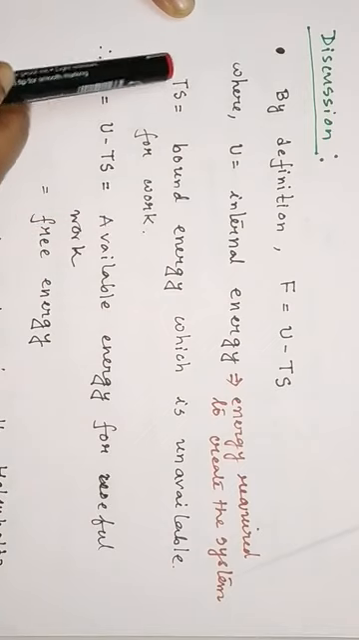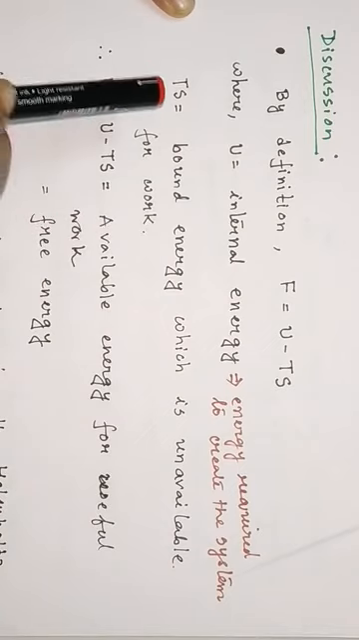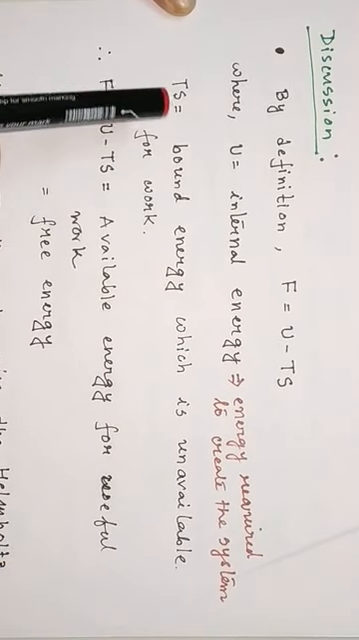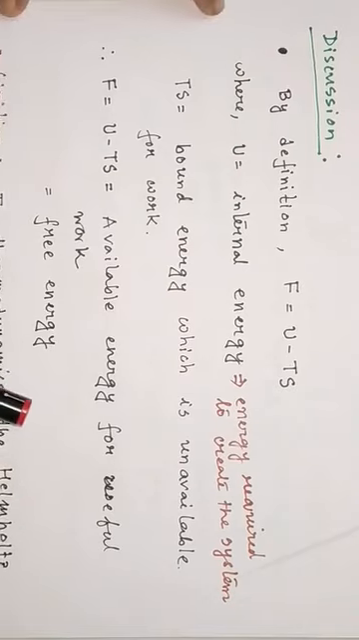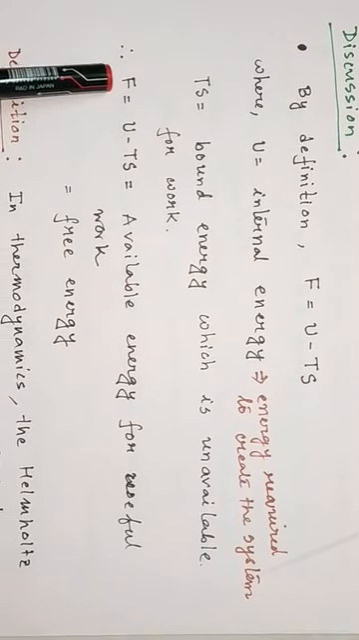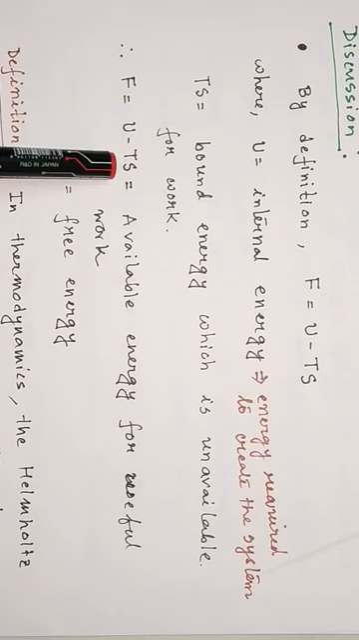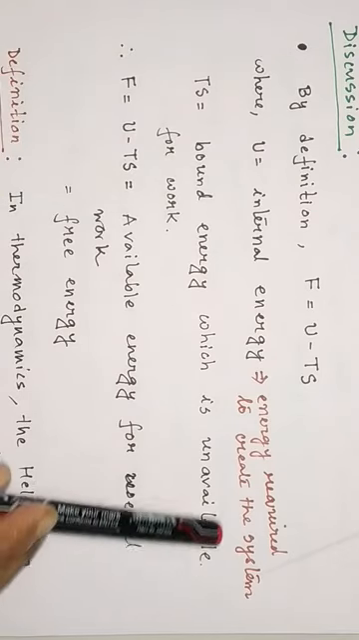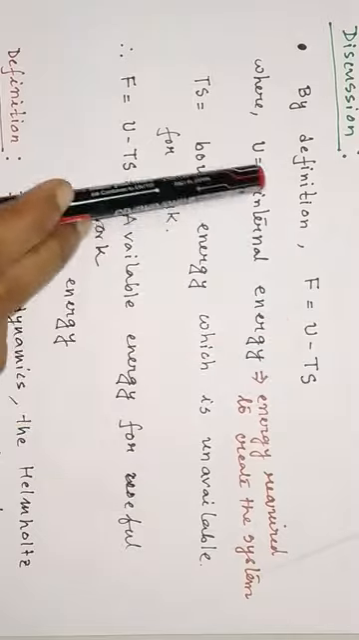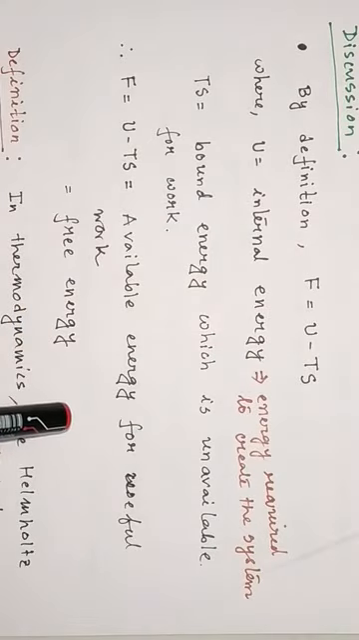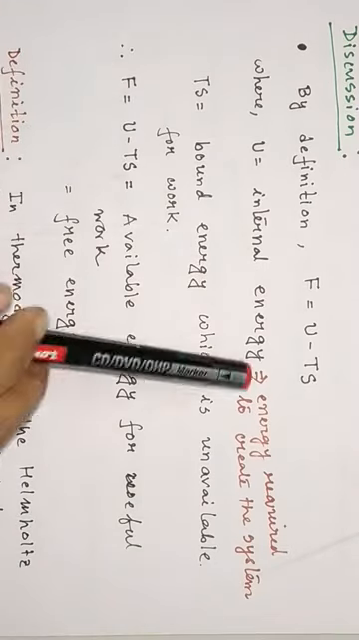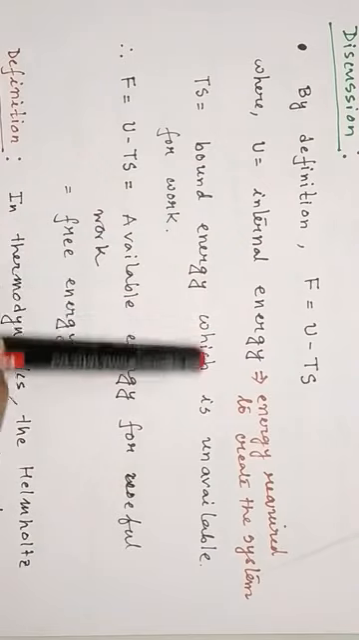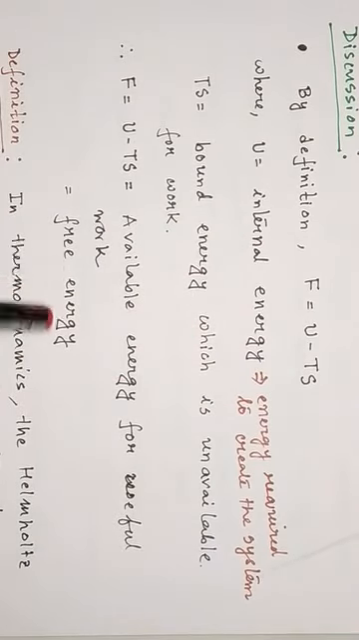That is, the Ts amount of energy which a system has, we cannot convert this amount of energy to useful work. Okay. So the Helmholtz free energy F equals U minus Ts. It means that if we subtract this unavailable energy from the internal energy, the rest of the energy is called the Helmholtz free energy. Okay, so from the internal energy we subtract the bound energy, we get the free energy.